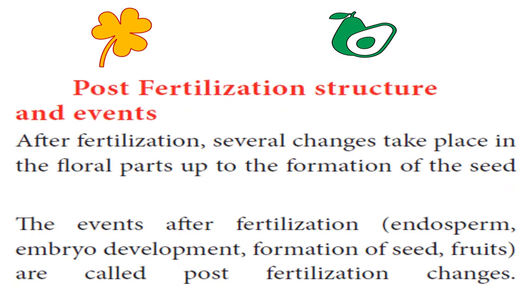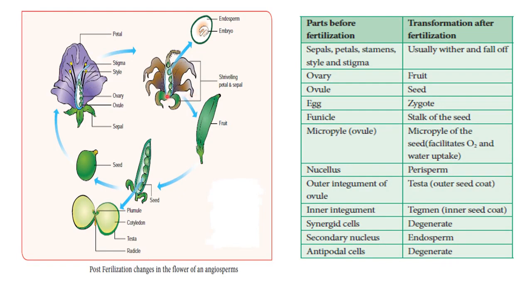Post-fertilization structure and events. The events and the changes that take place in the floral parts of a plant after fertilization are the endosperm development, embryo development, and the formation of the seed, consequently the fruit. The parts of a flower transform after fertilization. The sepals, petals, stamens, and stigma usually wither and fall off after fertilization.